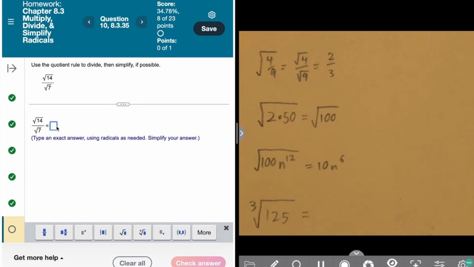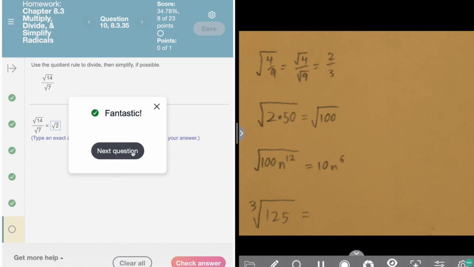All right, this one we're going to simplify. So the idea here would be to write this as a single root, so we'd have 14 over 7. But of course, then the idea is, well, 14 over 7 actually does divide, and it divides to 2. Unfortunately, 2 doesn't square root nicely, so we'll have to keep it in the square root.